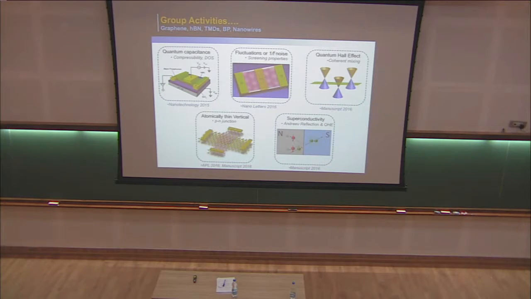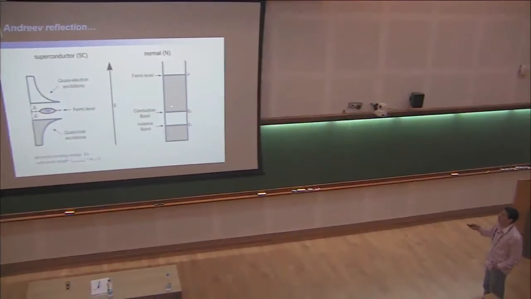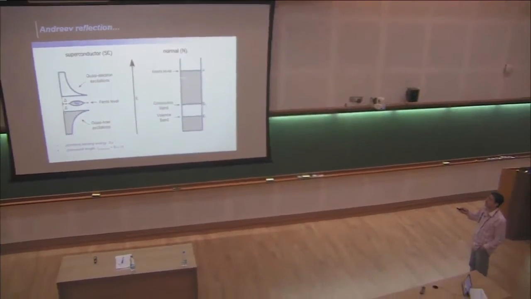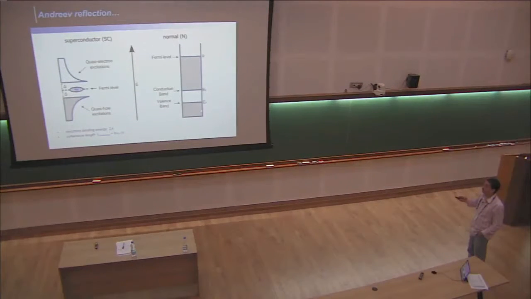Then we also make the atomically thin PN junction, which is unique compared to the conventional lateral PN junction. In this case, in the semiconductor, you have the conduction and valence band. If the Fermi energy lies inside the band, you have metallic behavior. Inside the gap, it is a semiconductor or insulator, depending on the gap versus temperature.